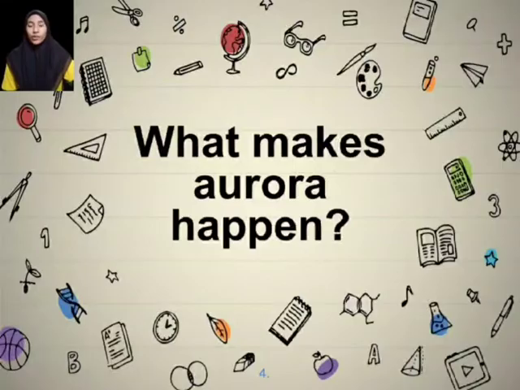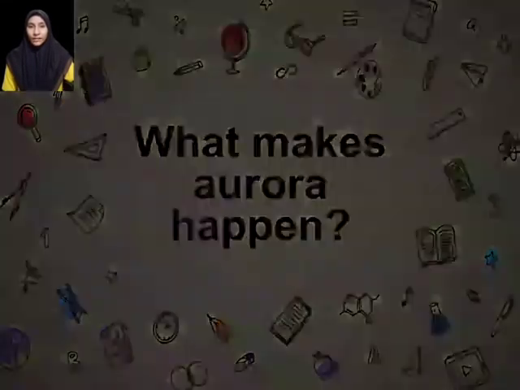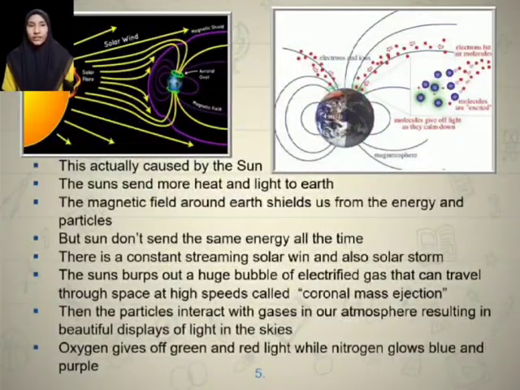So now I'm going to explain what makes aurora happen. The activity that creates aurora begins on the sun. The sun sends us more than heat and light. It sends lots of energy and small particles. The protective magnetic field around Earth shields us from most of the energy and particles.